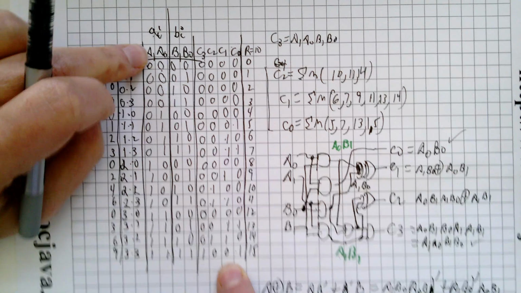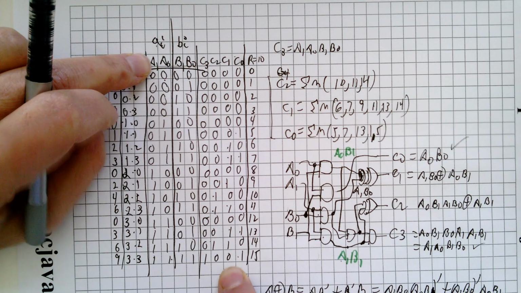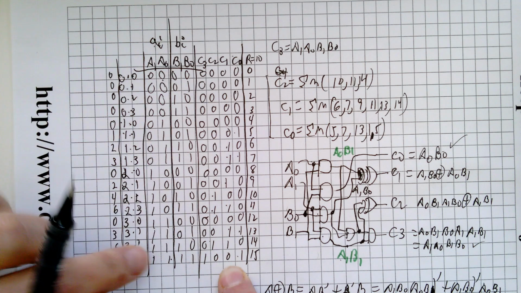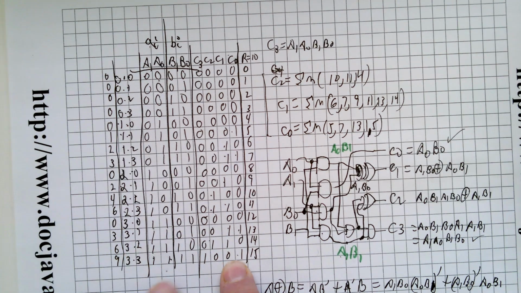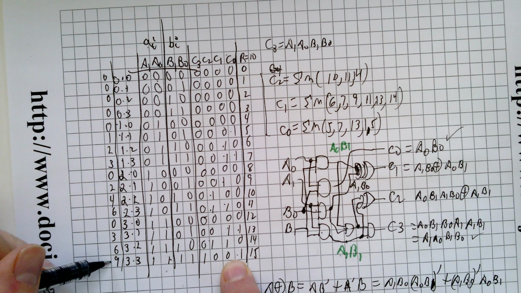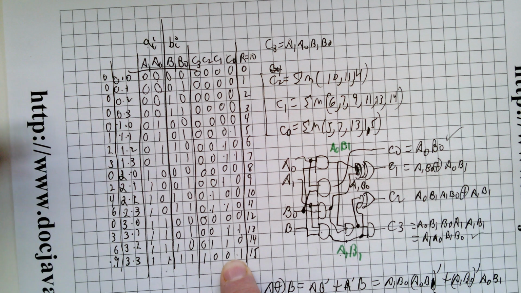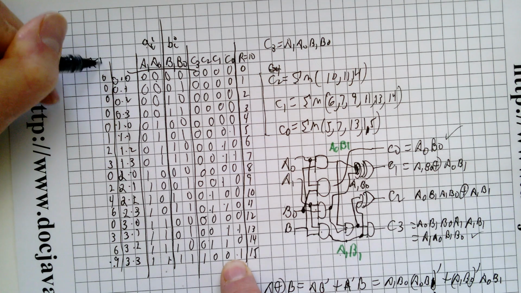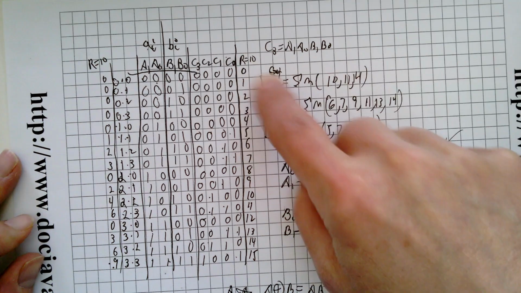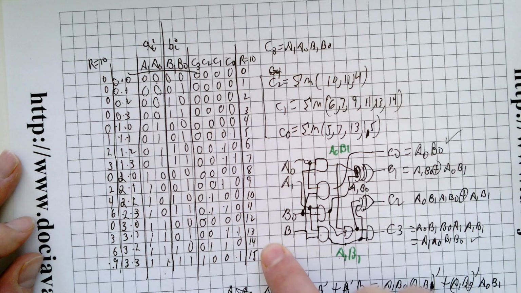That's the A part, and that's the B part. And they get multiplied together to give us an output. So that's 3 times 3. And here's the actual number. 3 times 3 is 9 in decimal. I'll just put it out. Radix equals 10. And these are row numbers down and through here.